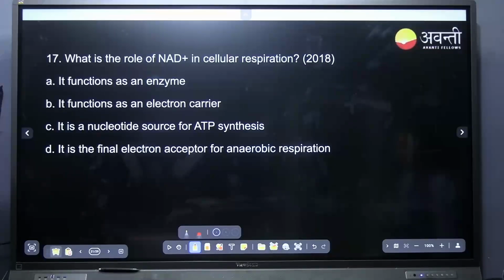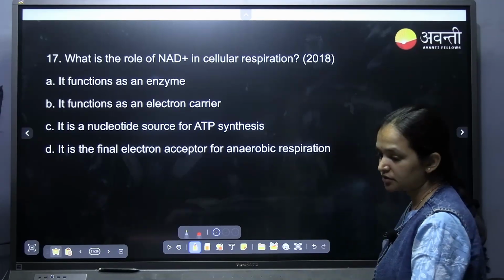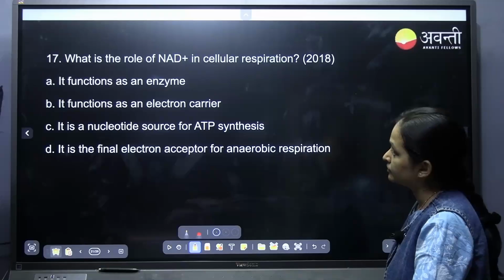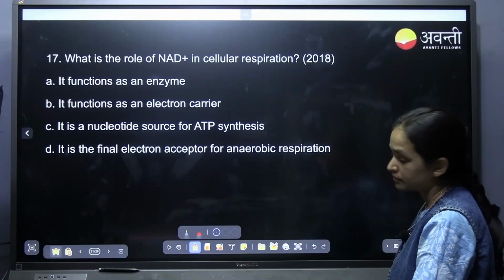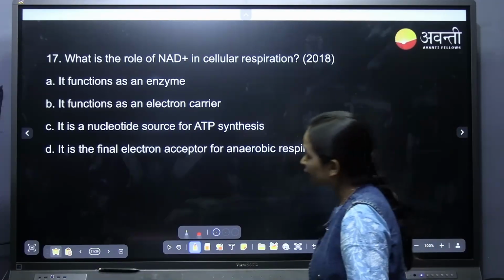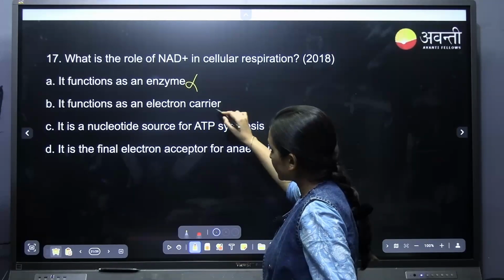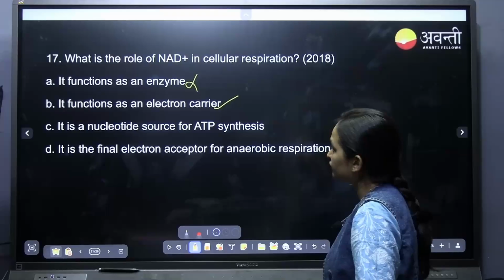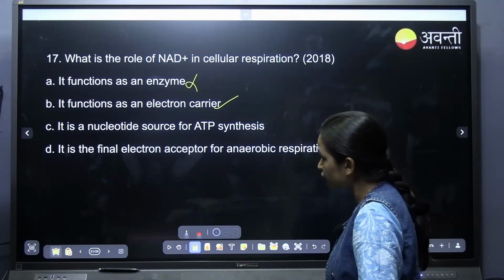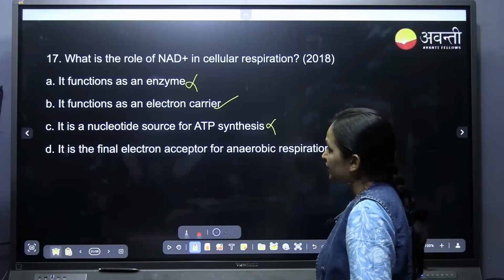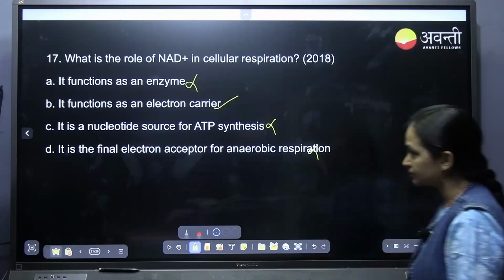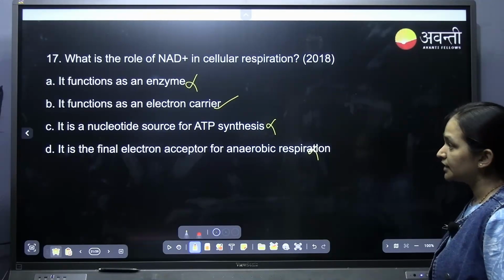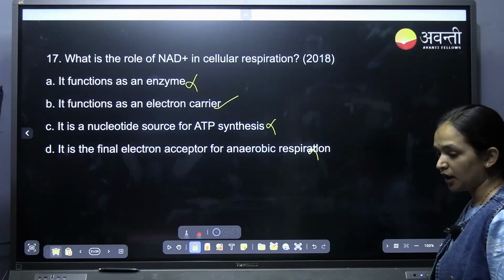What is the role of NAD plus in cellular respiration? Tell me. Does it function as an enzyme? No, it is not an enzyme. It functions as an electron carrier. Yes, definitely. Is it a nucleotide source for ATP synthesis? No. Is it a final electron acceptor for anaerobic respiration? No. So it functions as an electron carrier. How?